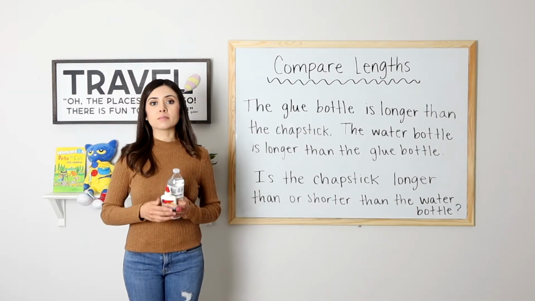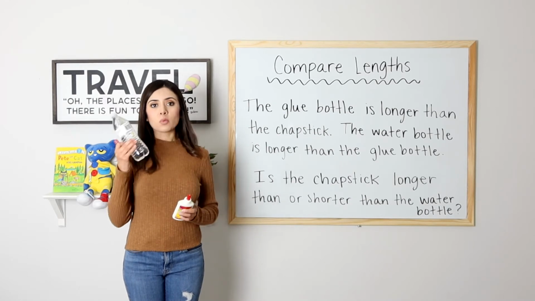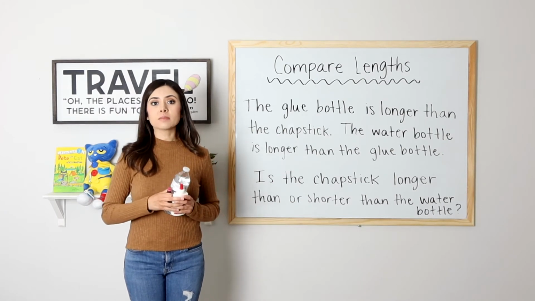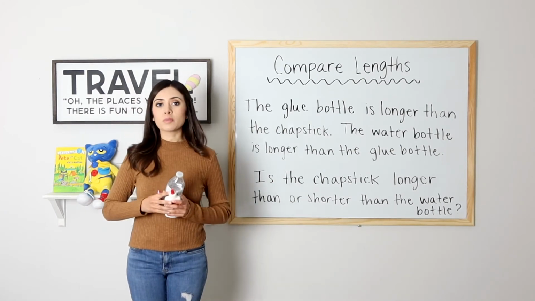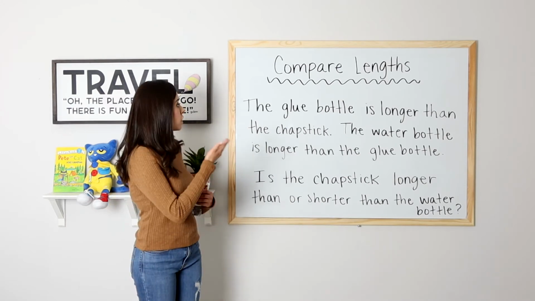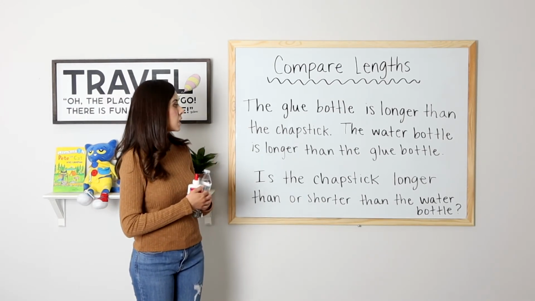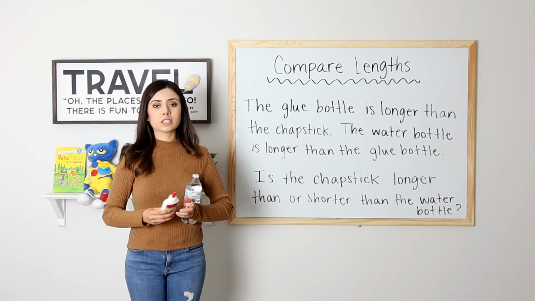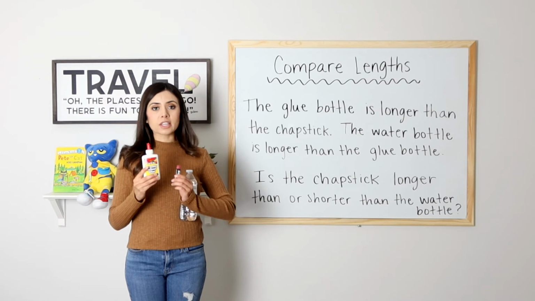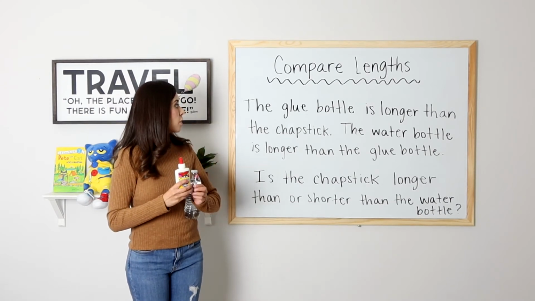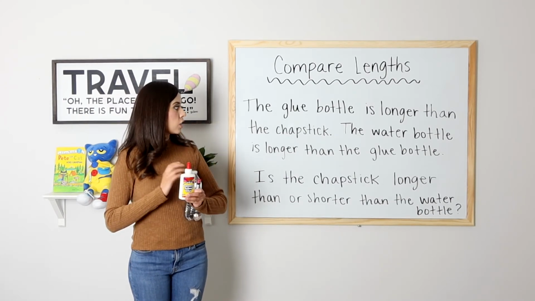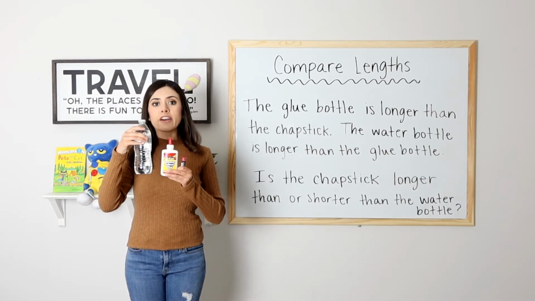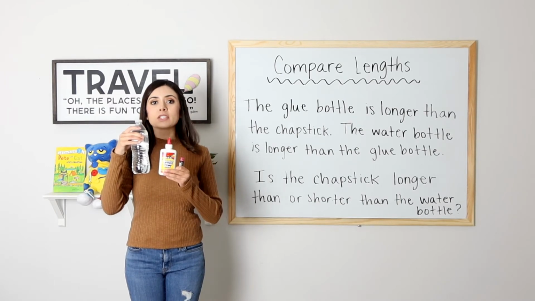So here I have my 3 items. I have my chapstick, my water bottle, and my glue bottle. Let's go ahead and arrange these 3 items according to the information in our word problem. It says, the glue bottle is longer than the chapstick. So I'm going to go ahead and arrange these starting with the longest. So the glue is longer than the chapstick. The water bottle is longer than the glue bottle. So the water bottle will come over here in front of the glue bottle. So I have my water bottle, my glue bottle, and my chapstick.